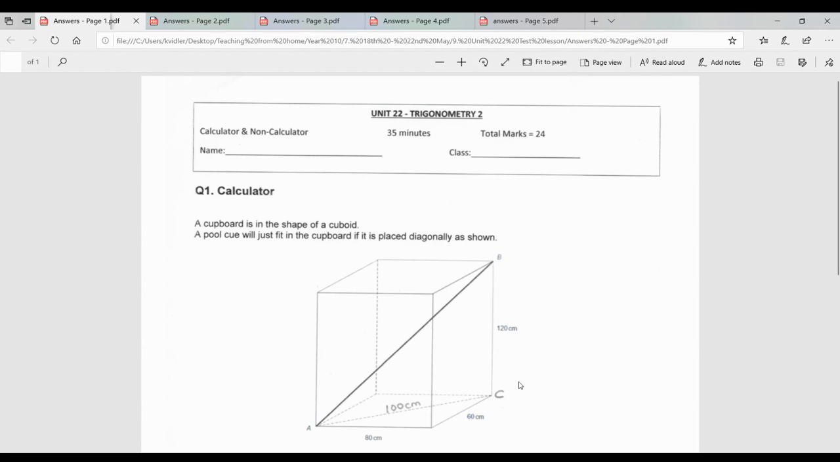Right, everyone, I hope everything is going okay and you've just finished your end of Unit 22 Trigonometry 2 test and that you've been fairly confident with this topic so far. So we're going to go through the answers.